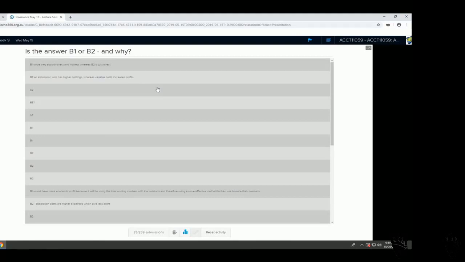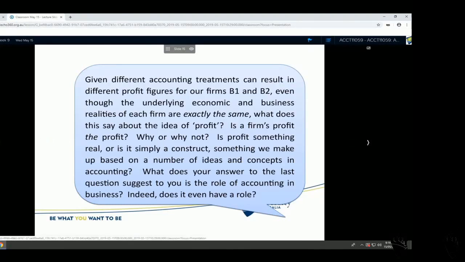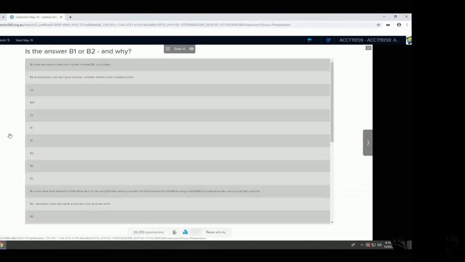Absorption costing will generally, for most businesses, direct and indirect costs will be more than variable costs. There can be exceptions, but typically, direct and indirect costs in almost all cases will be more than your variable costs. So the answer is B1, absorption costing, because the inventory is growing through the year. That company is putting more of its costs into its inventory. What happens to it when it puts it into its inventory? It goes as an asset, not an expense.